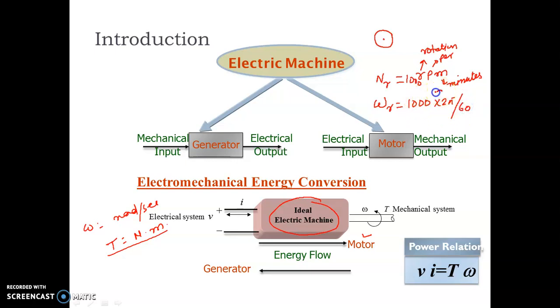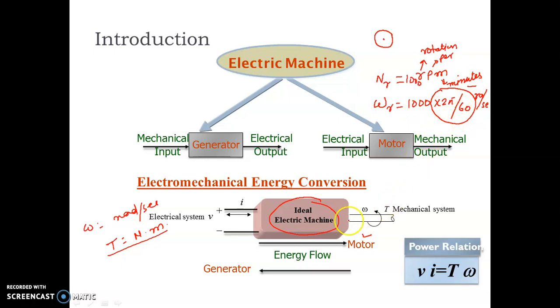It means you have to multiply by 2 pi and divide by 60. You will get the unit radian per second. If a speed is given in rotation per minute, what do you do? You just multiply by 2 pi and divide by 60. Or you can understand it as: in one rotation, how many radians? 2 pi. So in 1000 rotations, 1000 multiplied by 2 pi, and it is per minute, so you have to make it per second.